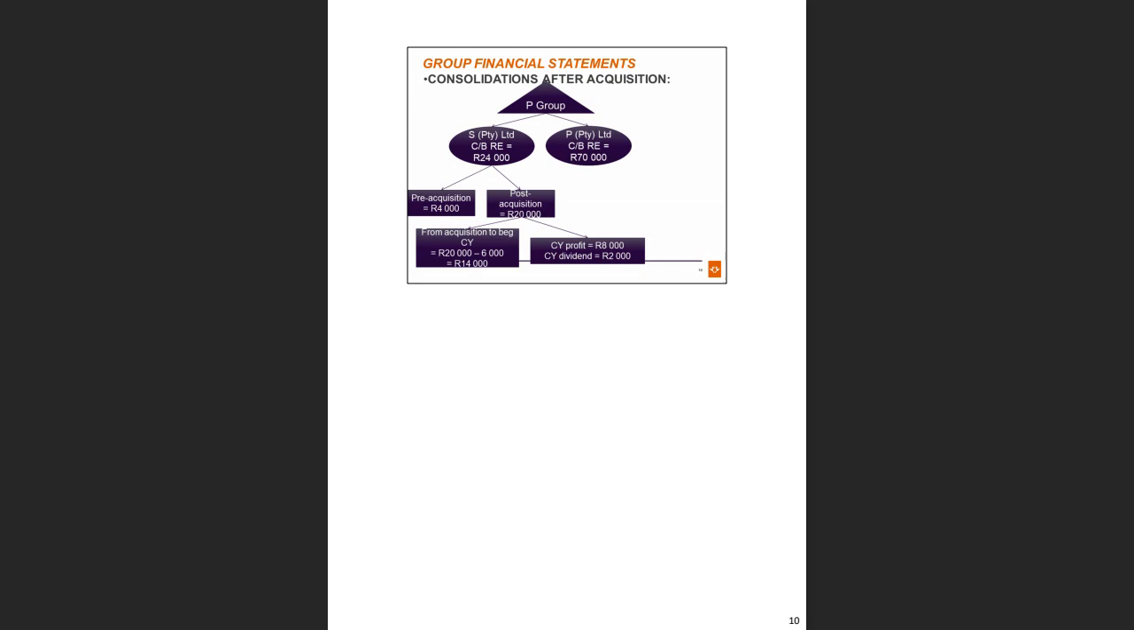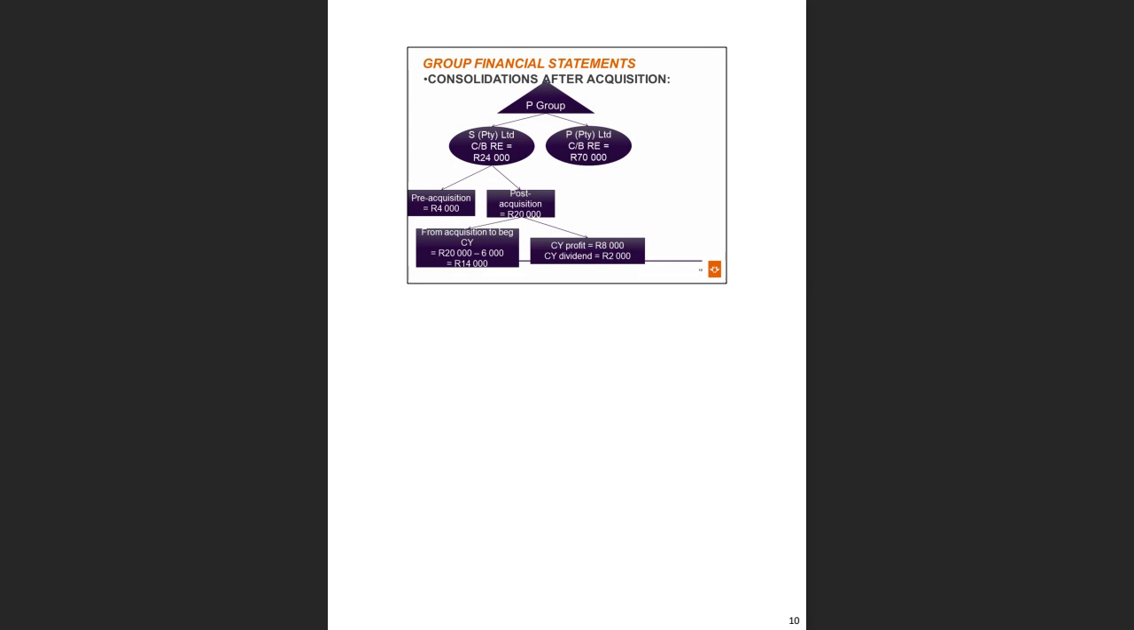Okay, so in this example here, we have a company called P. We have a group called P Group. The parent company is P Pty Limited, and they have a closing balance of 70,000 Rand. Then we have a subsidiary, S Pty Limited. They have a closing balance of retained earnings of 24,000 Rand. In this example, P acquired S Pty Limited about 2 years ago.